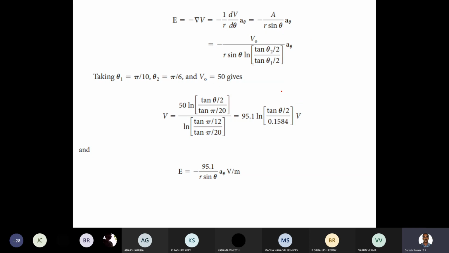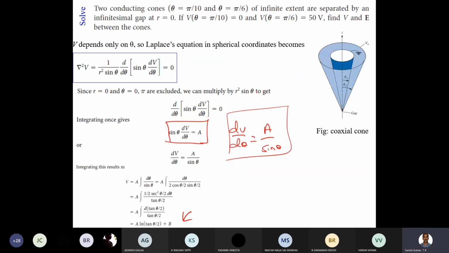Now let us not do that. Let us stop at this step itself. So we get electric field equal to, you can see, minus a theta. Like electric field is along the negative of a theta, right? Negative to the theta direction. Let's check. Is that correct?